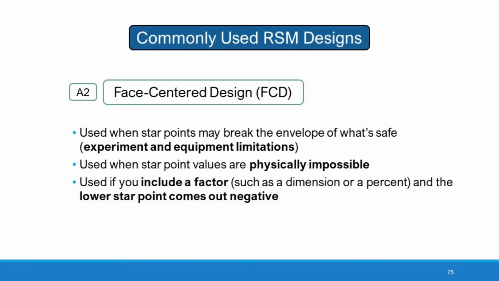When do we use FCDs? First, you may use it when regular CCD star points may break the envelope of what's safe for your process, as dictated by either experiment or equipment limitations. They can also be used when star point values are physically impossible. For example, for length, sometimes the regular CCD star values tend to be negative, so you cannot use a regular CCD. And lastly, it can also be used if you include a factor, such as a dimension or a percent, and the lower star point comes out negative.